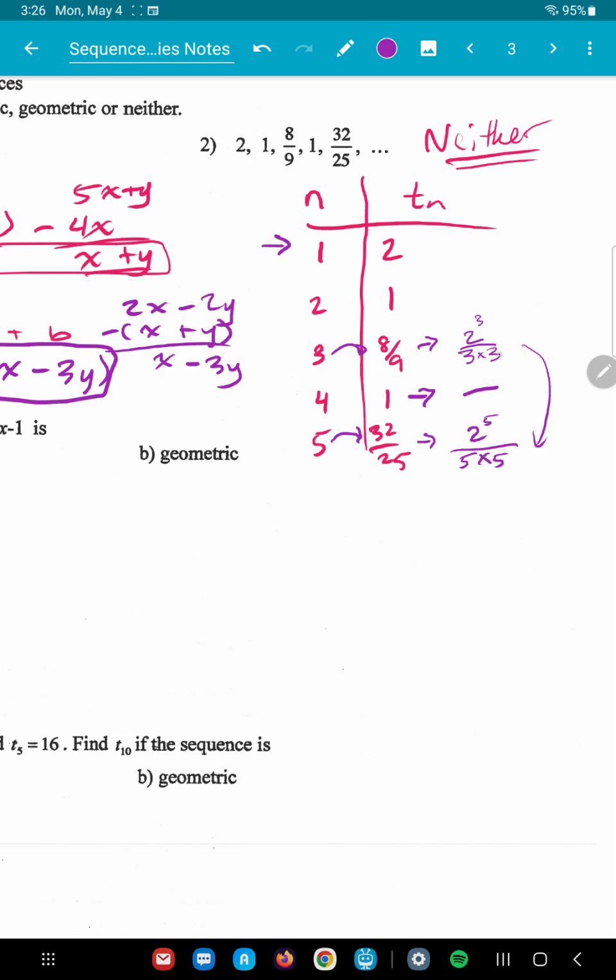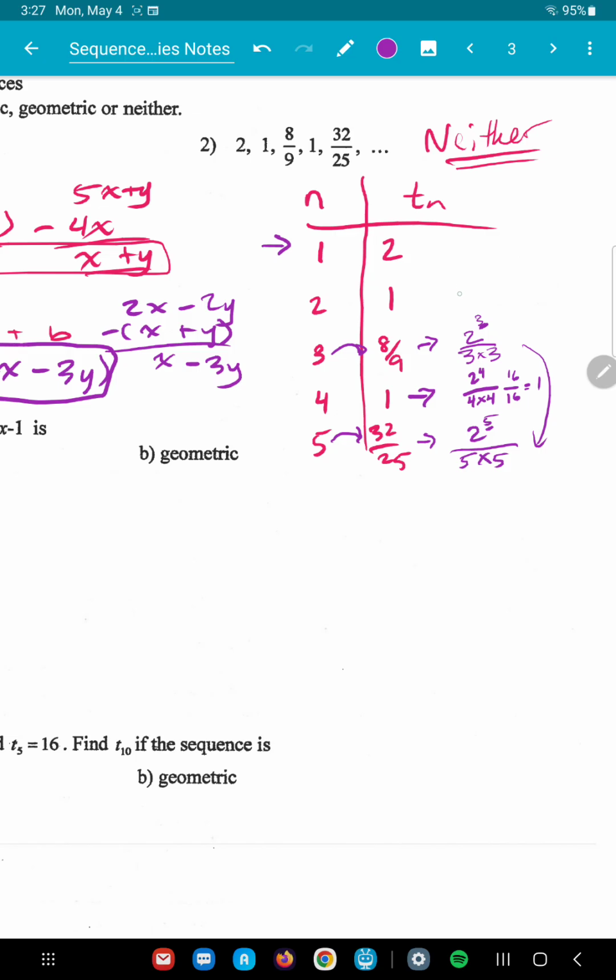Now, as I look at the pattern, I went from 3 times 3, I skipped something, and then I went 5 times 5. I wonder if what I skipped was a 4 times 4. And therefore on the top also, I went from 2 to the 3rd power to 2 to the 5th power, so I skipped something in between. I wonder if that's 2 to the 4th. I know 2 to the 4th is 16, and 4 times 4 is also 16, and oh yeah, that actually gives me 1, right? So it looks like I'm developing a rule here.